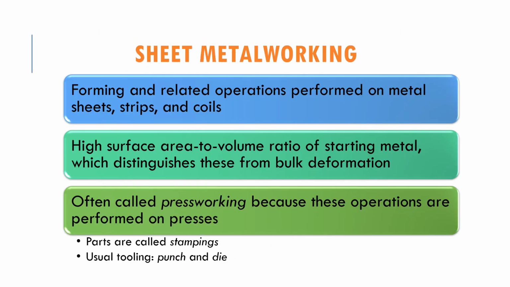The sheet metalworking, on the other hand, is the operation related to the forming of the sheet, strip, and coil. Okay, so compared to the bulk deformation, it has a high surface area to volume ratio of starting material. This one will be distinguished from the bulk deformation. In this operation, it is usually called press working because this operation is usually performed in a press. Okay, so the part will be called stamping, and then the tool will be punch and die.